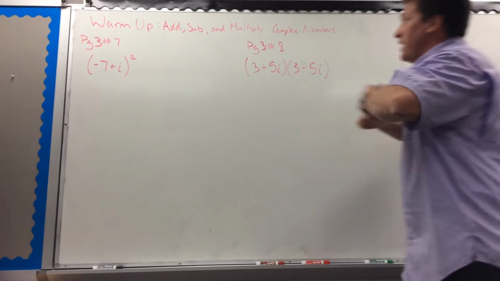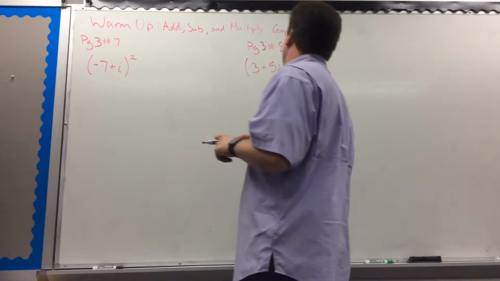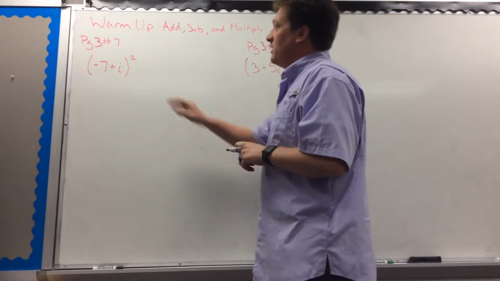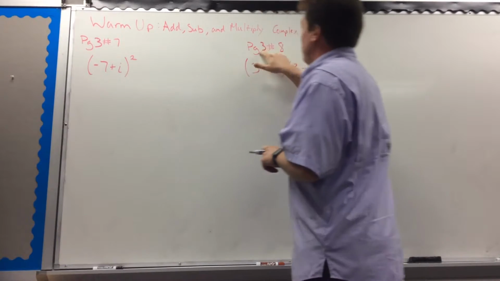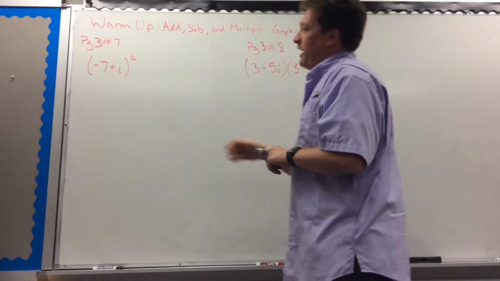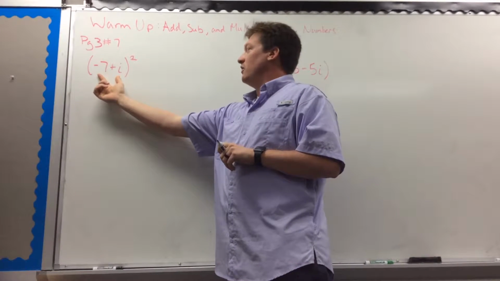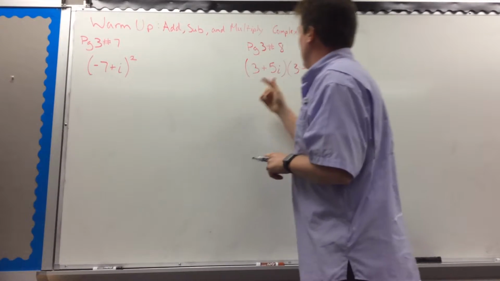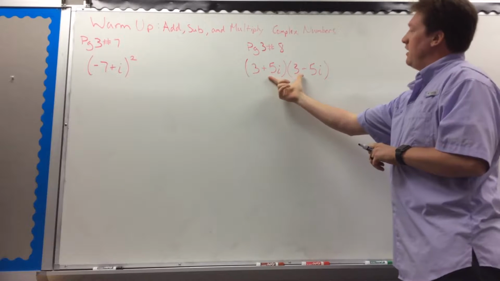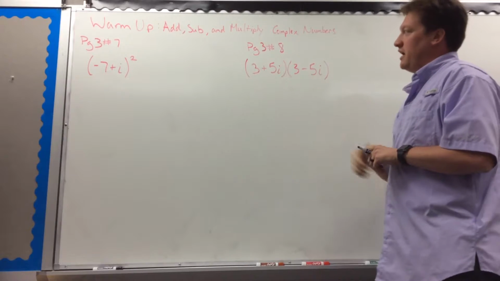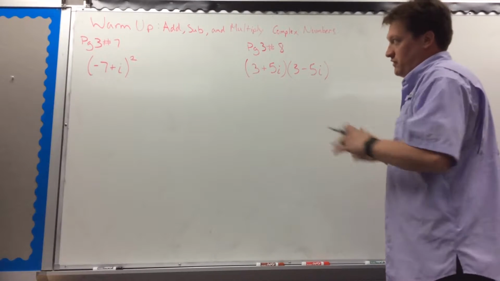Right, guys, warm-up time. We're still adding, subtracting, and multiplying complex numbers inside of our packet. We're dealing with page 3, number 7. Page 3, number 8. What happens when you take a binomial or a complex number and you square it? And what happens if you have what's called a complex conjugate? What happens to the imaginary numbers in each of those?